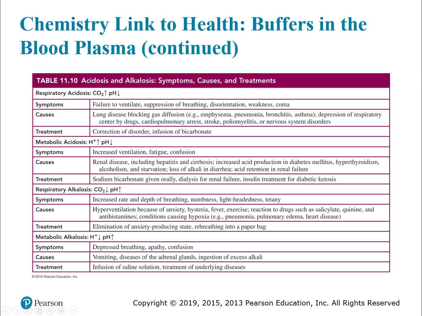This table has the symptoms for acidosis and alkalosis, some symptoms, causes, and treatments. So in terms of acidosis, failure to ventilate, suppression of breathing, so holding your breath, disorientation, weakness, and coma. And the causes, there's lots of causes. So it could be something where you have bronchitis or asthma, and that kind of blocks your breathing. All kinds of things, right? You can actually infuse bicarbonate to change the pH of your blood so that it comes back into the normal range.